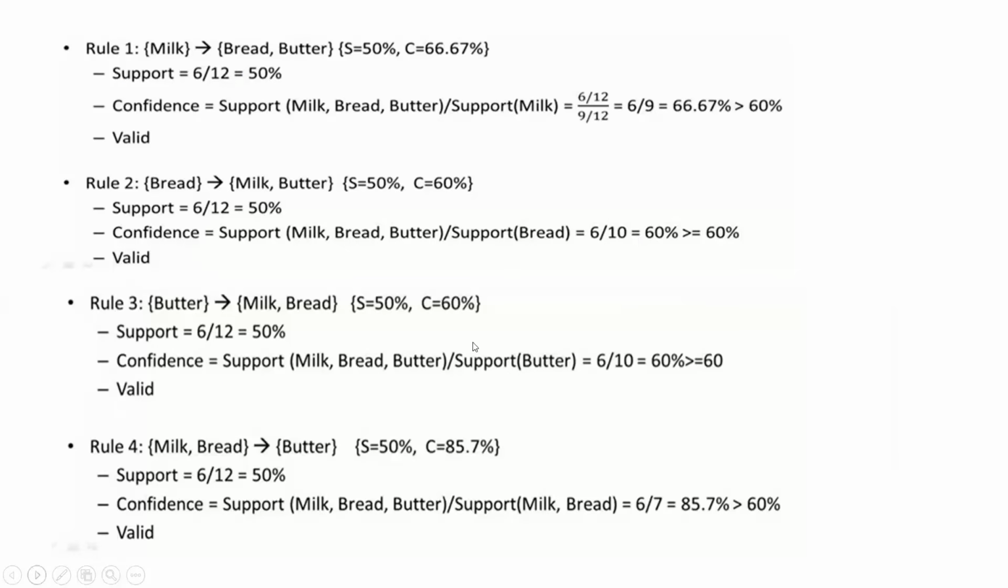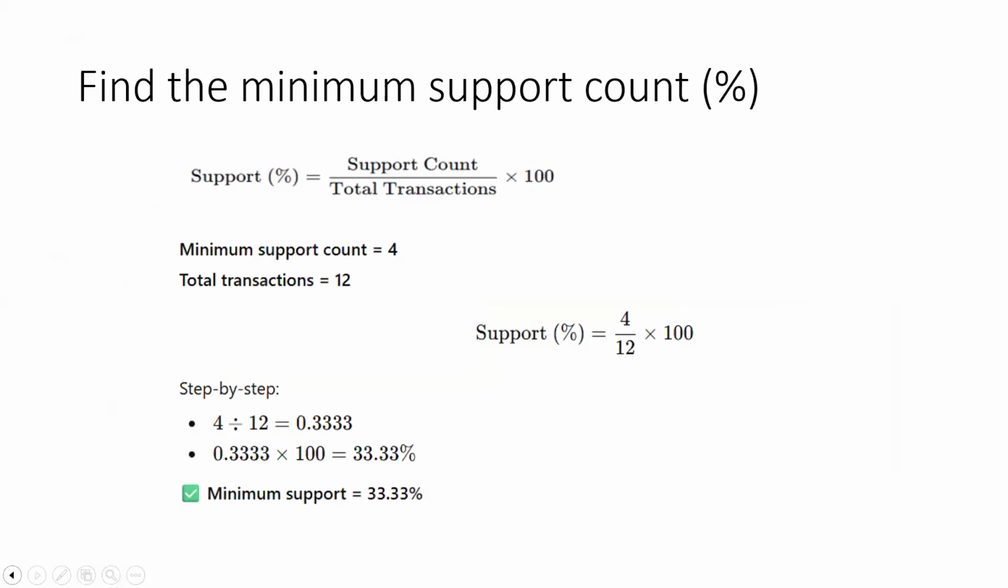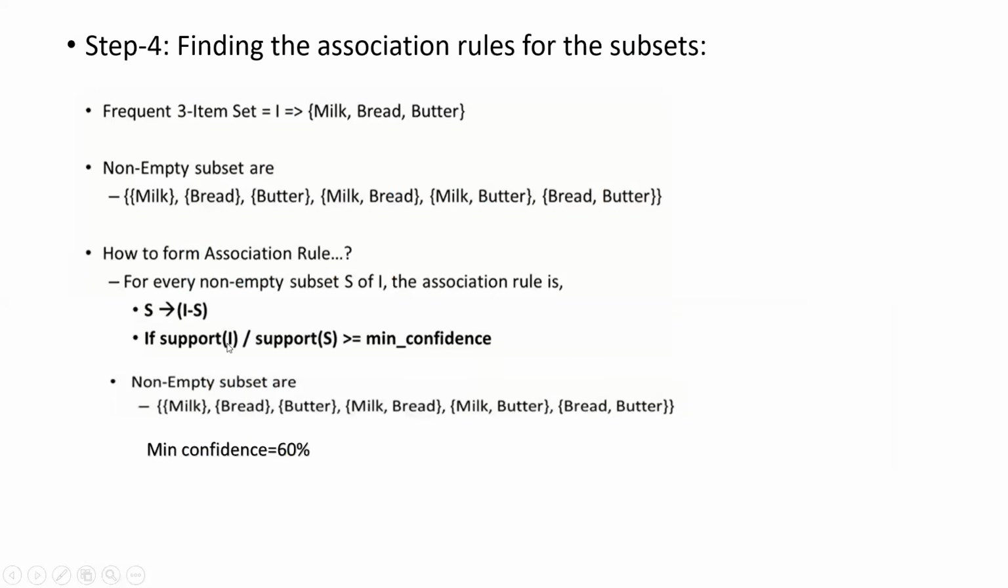So surely all my association rules are more than 50, right? I told you all the rules' support will be 50. So anyway, that is fine. That means support is valid for all our cases. Now we will find out the confidence. So what is the confidence formula here? Confidence is support of I divided by support of S.